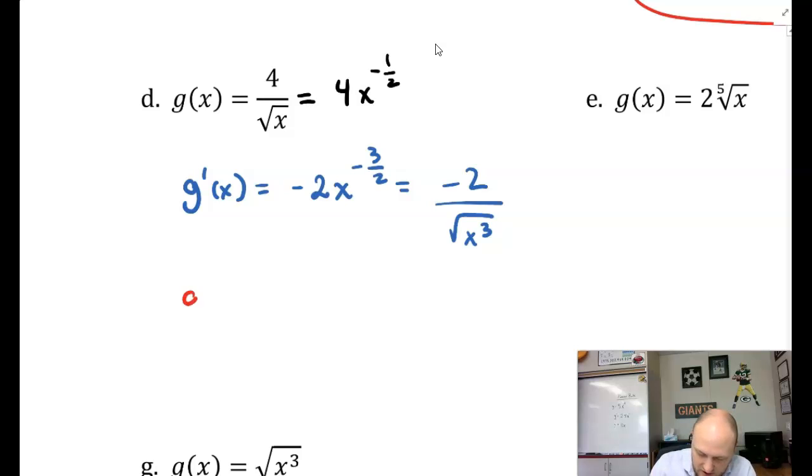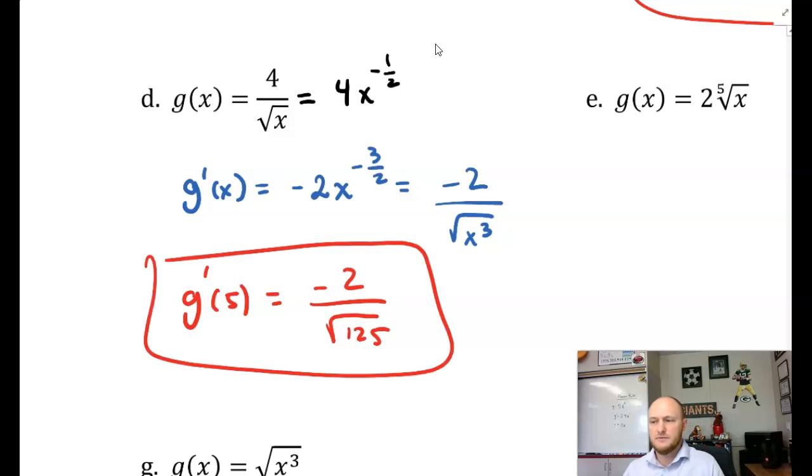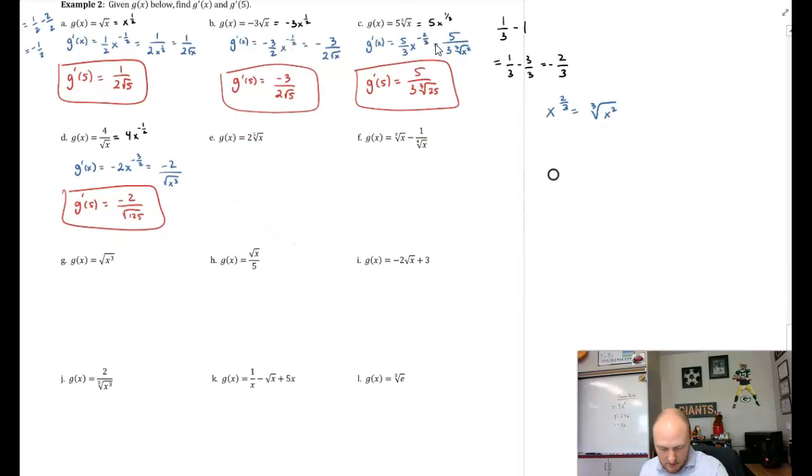So I'll calculate g of 5, and we get negative 2 over the square root of 5 cubed, which is 125. There you go. All right, E.